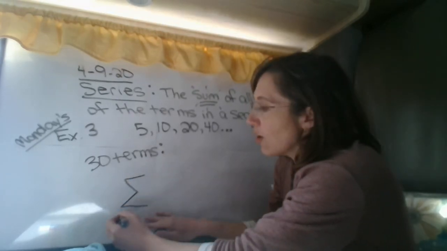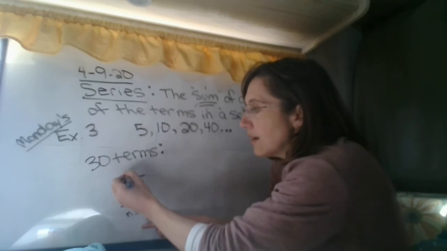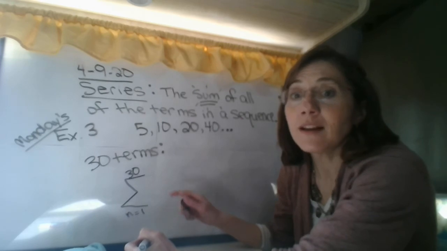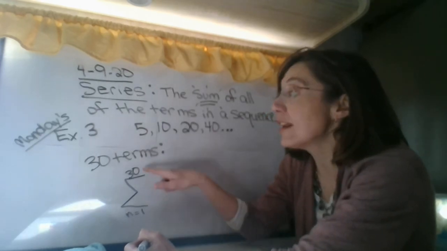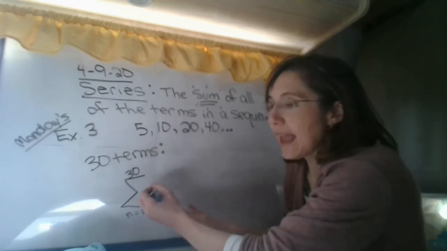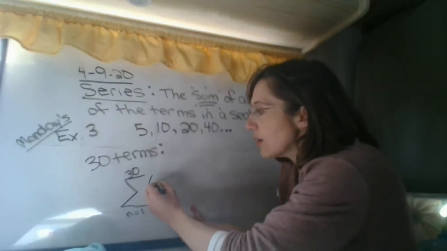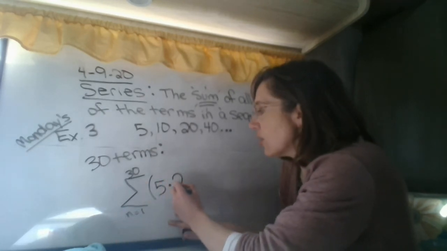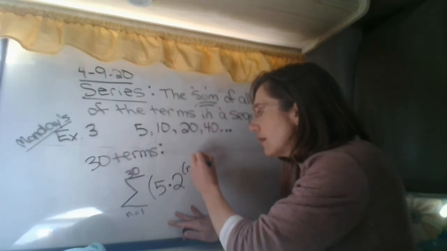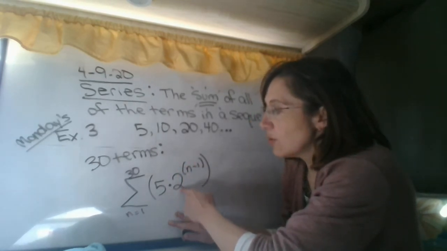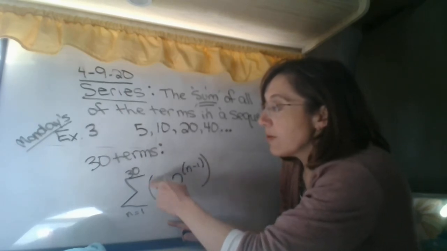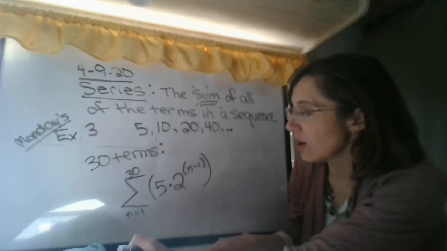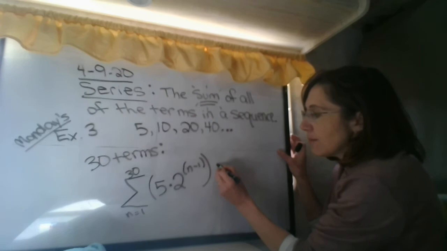So we would want to go from n equals 1 to 30. So what that means is you're going to plug in a 1, then plug in a 2, then plug in a 3, then plug in a 4, then plug in a 5, until you get up to the 30th term. And we put our explicit rule here. Well, our explicit rule from Monday on this was that we take 5 times 2 to the n minus 1 power. The parentheses are going to matter a lot on Desmos, so I'm showing you how to put the parentheses in here.